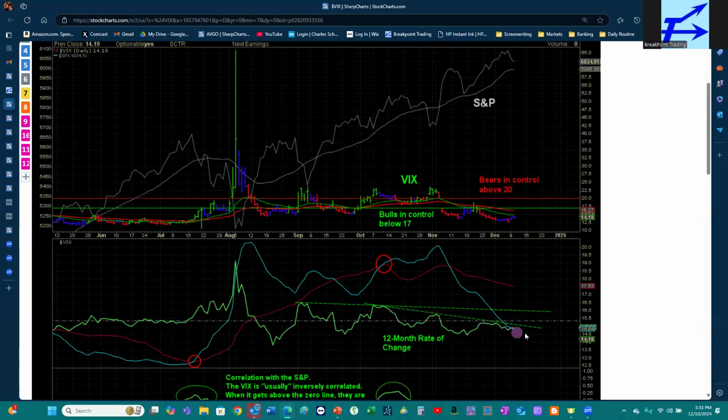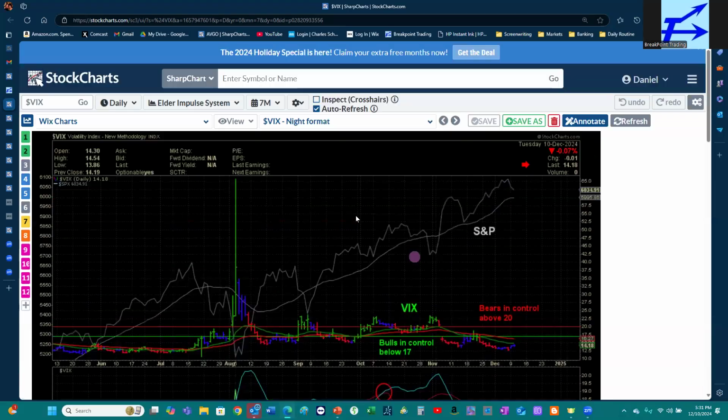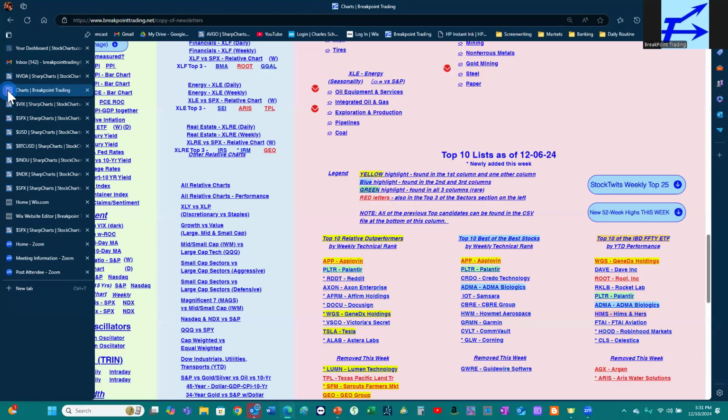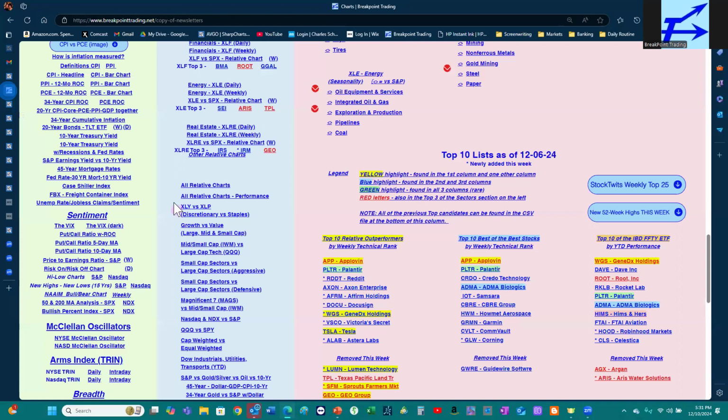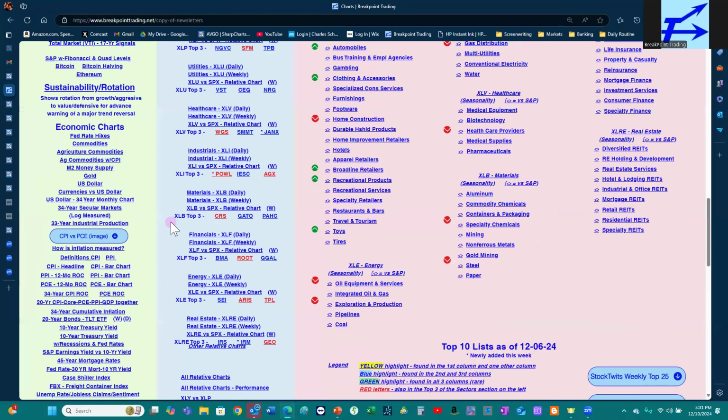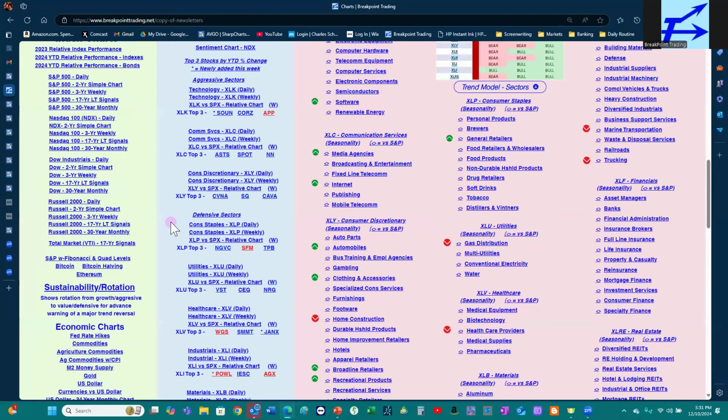The 12-month rate of change also, you can see, is down. It has not broken that trend line. There's a trend line, and we're going to talk about trend lines here in a minute. You can see I put them on the chart sometimes. There's a trend line right there for the 12-month rate of change. All right. Now let's take a look at a couple of stocks.